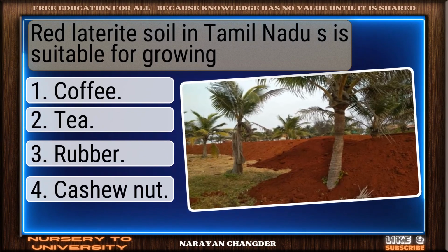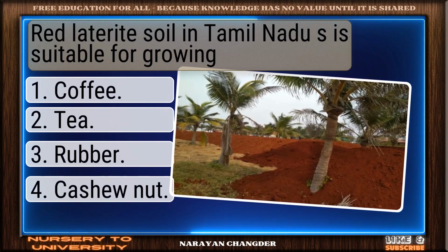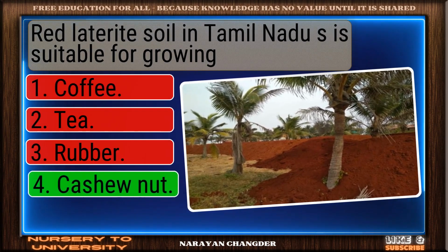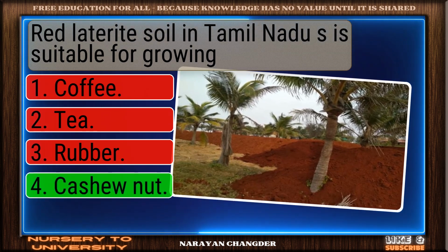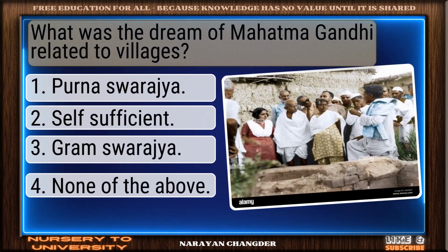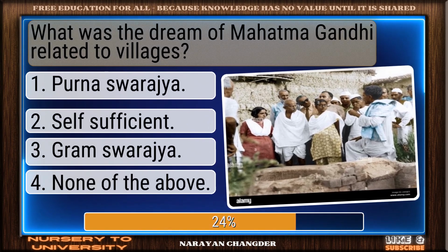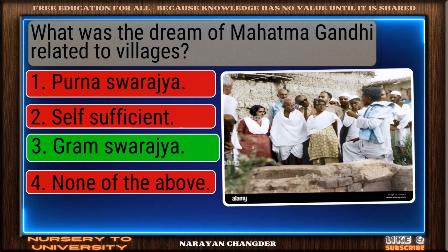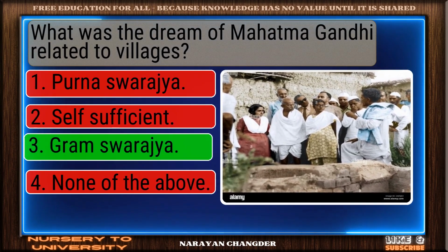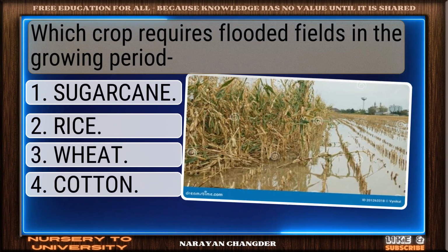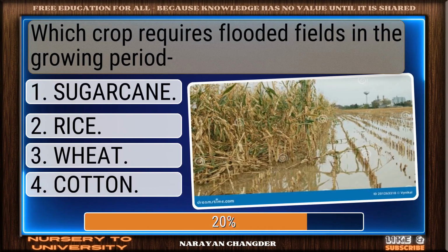Red laterite soil in Tamil Nadu is suitable for growing. Strong choice. Cashew nut is right. What was the dream of Mahatma Gandhi related to villages? Valid point. Gram Swarajya is true. Which crop requires flooded fields in the growing period?